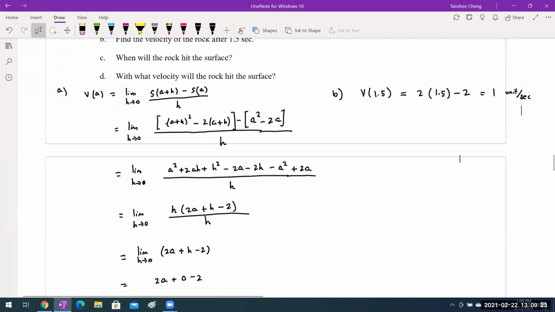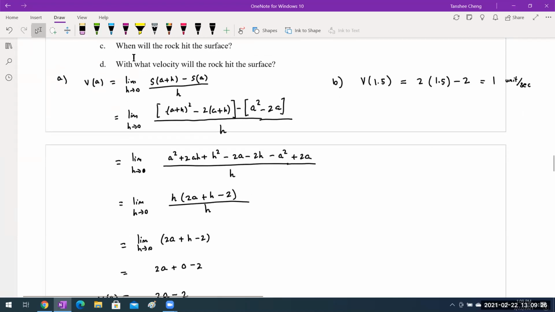Okay. Part C. When will the rocket hit the surface? So this is more like the problems that we did in algebra. The rocket goes up and then comes back down and hits the surface. That means your position will be 0 again, right? And then we want to know how long it takes to hit the surface again. Remember, this rock is thrown upward. So what we are asking for is S of t equal to 0. That's what hitting the surface means. And what is my t going to be?